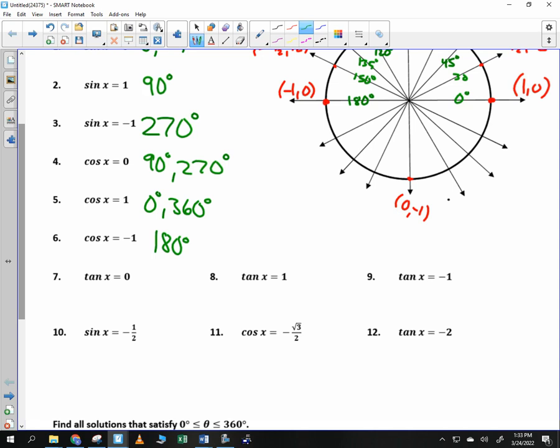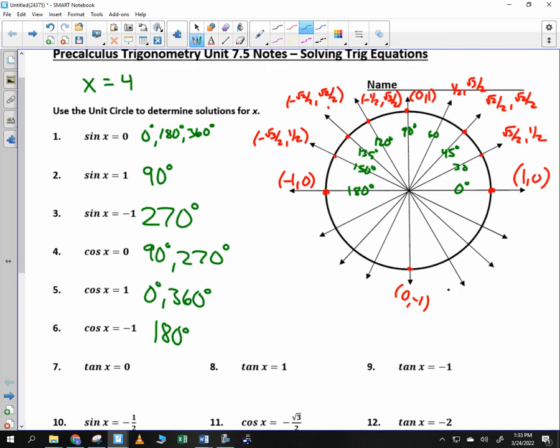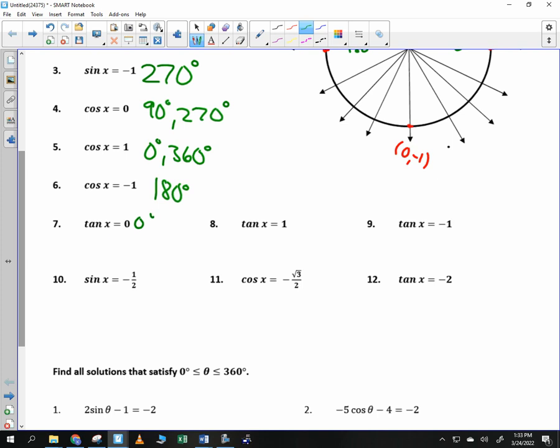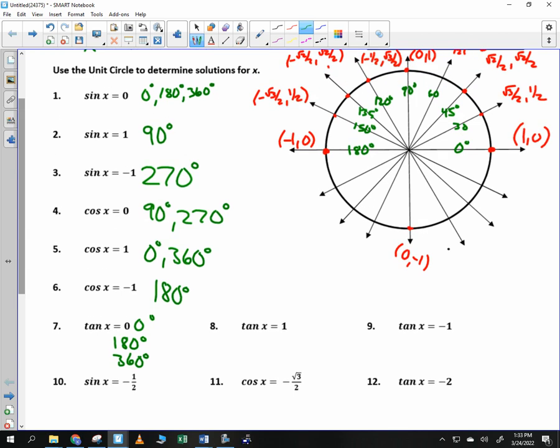Tangent is the y value divided by the x value. So let's look. When do you take y divided by x and come up with 0? Okay, how about 90? No, that's undefined, right? So we got 0, 180, and 360. So that's 3 solutions: 0 degrees, 180 degrees, 360 degrees. Good.